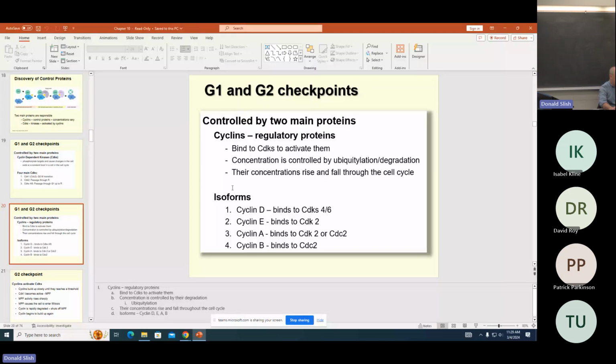Okay, and their concentrations rise and fall. So cyclin D, this is something you should know. Cyclin D is going to activate CDKs 4 and 6. Cyclin E activates CDK2. Cyclin A also activates CDK2 at a different part of the cell cycle, and it can jump off CDK2 and jump onto CDC2 throughout the cell cycle. And then cyclin B is the one that we'll mainly talk about today.